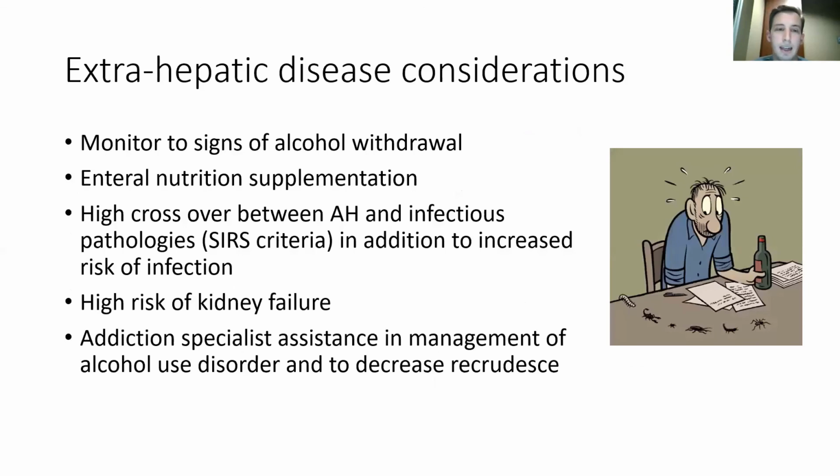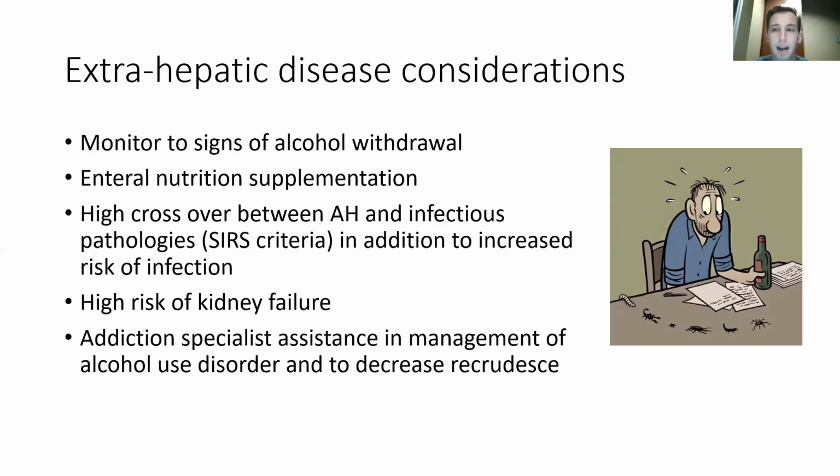And then the last considerations: there are other things that always happen when you have a patient with a history of alcohol use. You want to watch for withdrawals. You want to make sure you're giving them proper nutrition. You want to make sure that they're not infectious when they come. And you always want to be thinking about kidney failure. Hepatorenal syndrome is very common, and it can happen in the acute setting as well.